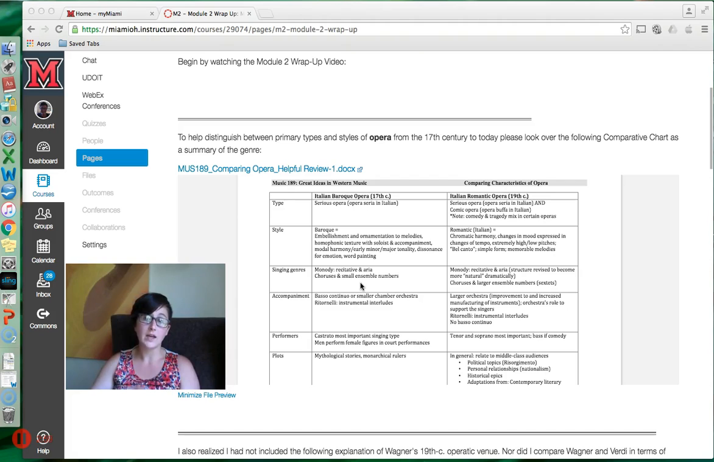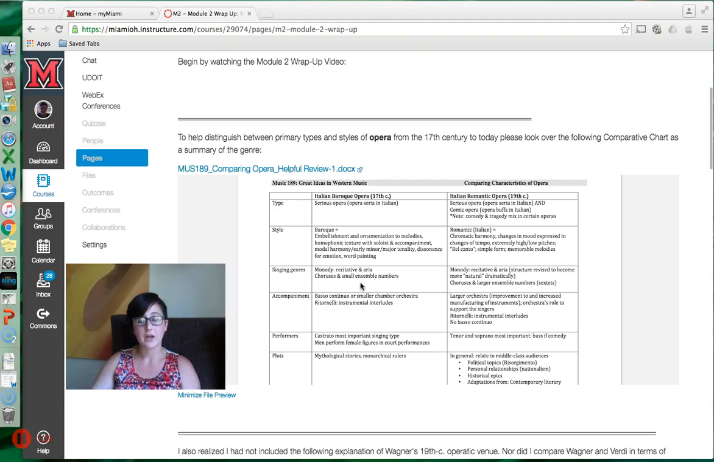Versus an aria is a moment where the plot halts for a second or a few minutes and is an expression of one particular emotion that a character is feeling. In terms of accompaniment for recitative versus aria, a recitative features sparse accompaniment. And this should make sense because you want to move the plot along. It's practical. You don't want to muddy the singing with a lot of accompaniment that might detract from the movement of the plot.